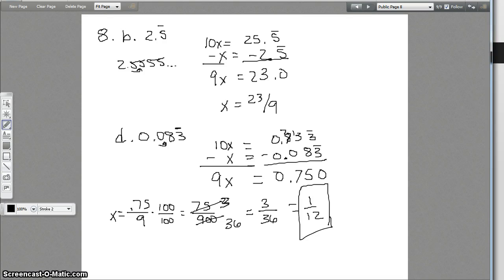This is Jacob's Algebra, Chapter 14, Lesson 1, Part 3. So we were working on problem number 8 and did parts B and D. Now we're going to do part F.